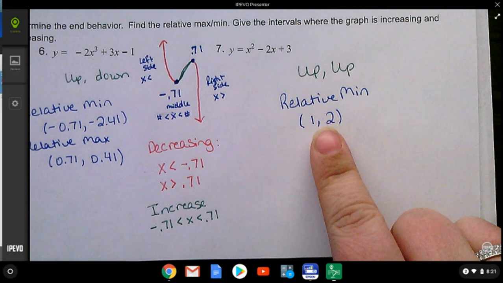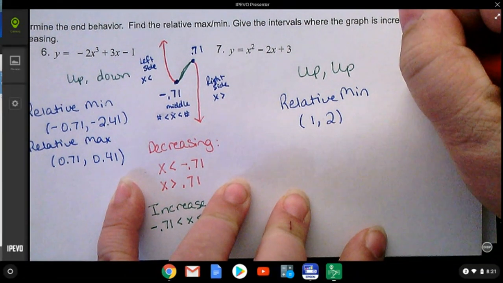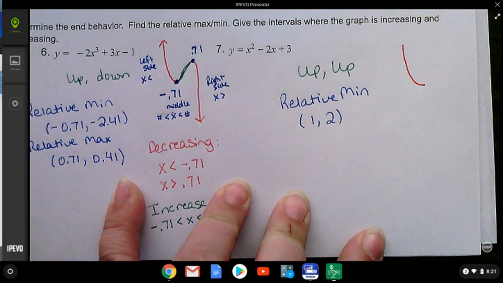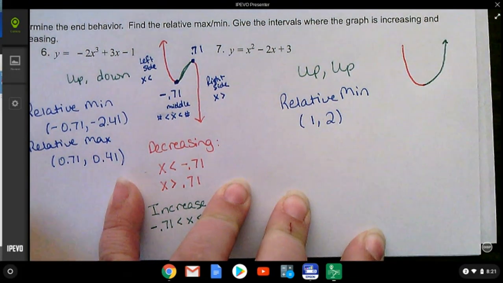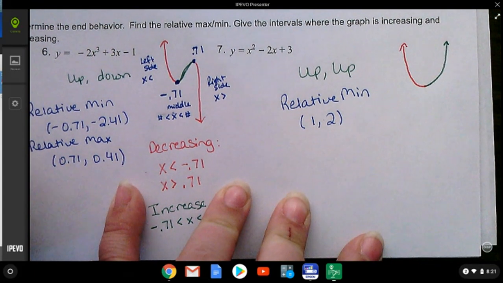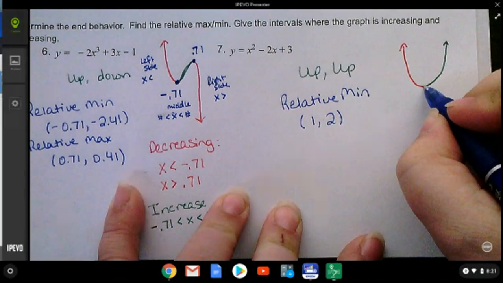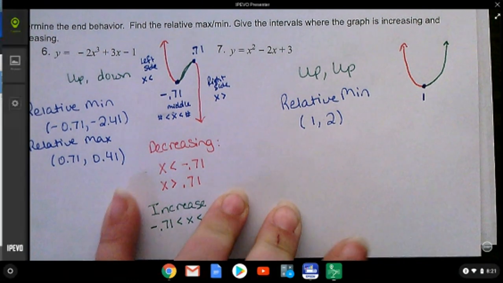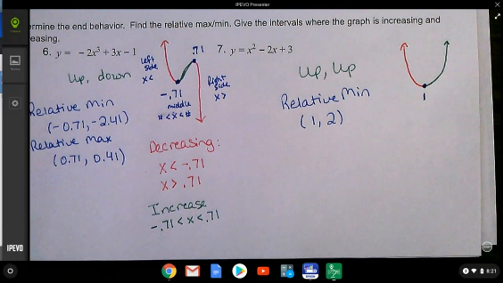Okay, relative min. Relative min is this. So let's graph it. If we graph it, it goes like this, and then it goes like that, correct? So for increasing and decreasing, what's the only part of the 1, 2 that we care about? The 1. So I want you to pause this and try to do increasing and decreasing on your own.